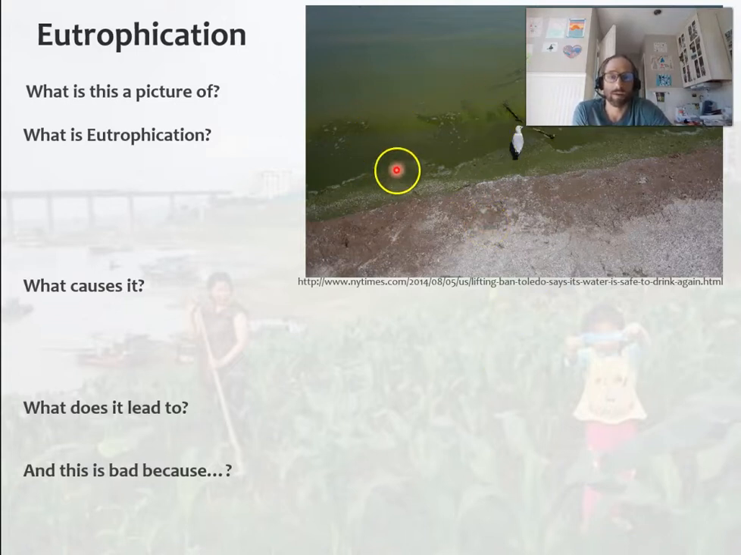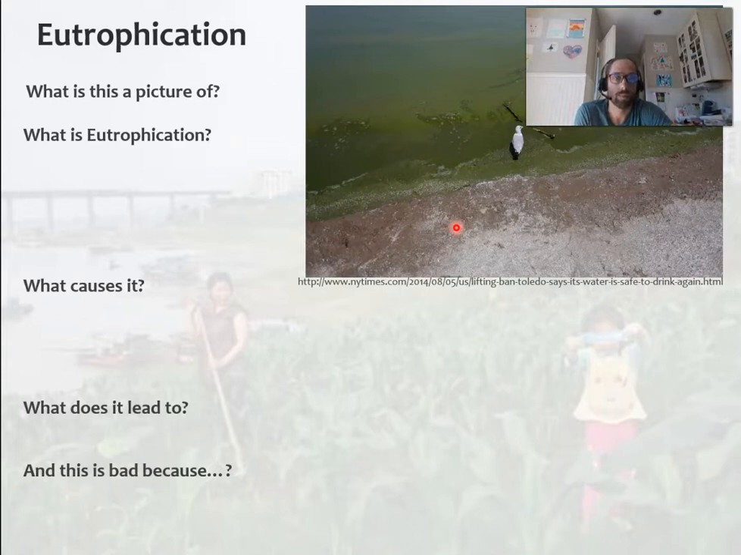The problem here, clearly, is the green tint to the water. This is actually a picture of Lake Erie, I think from around 2014. Lake Erie is in the northern United States near Ohio. This came from a New York Times article in 2014, detailing how toxic algae had grown in Lake Erie, and how this is actually a really common problem all over the world.